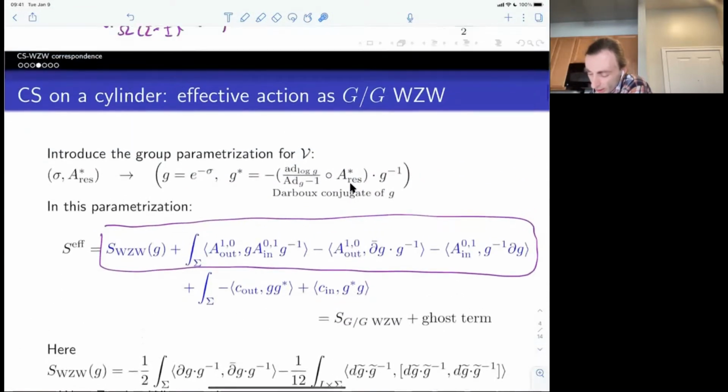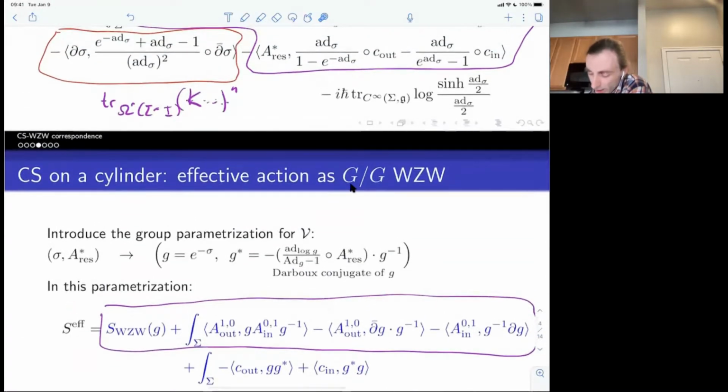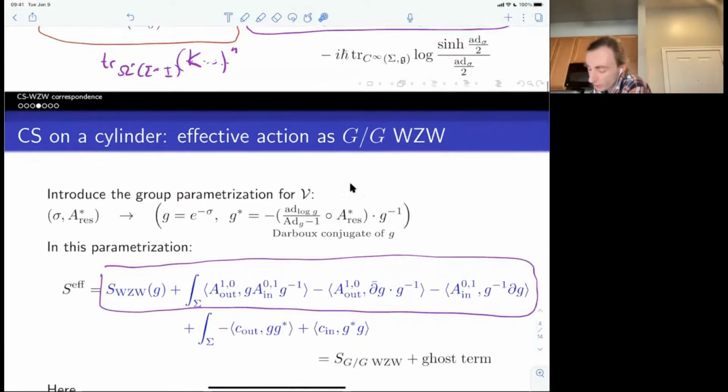And I should say that the connection from the previous formula to this one is not changing variables as in a function, but changing variables as in a half density, which absorbs this Jacobian. So this turns out to be exactly the Jacobian of our change of variables.